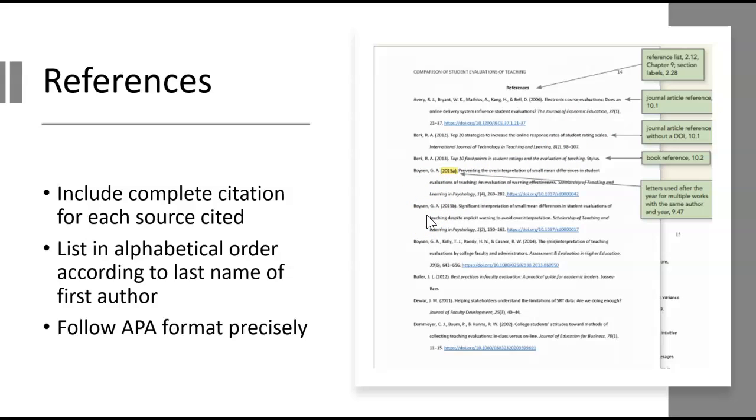In the 7th edition of the APA manual, I'm not going to go any further in terms of specifics about references. They've made changes to some of the fine-grained details of references, and you should look carefully at the reference examples that were provided to you in the APA 7 handout that's called Reference Examples, and try to follow them to the letter.